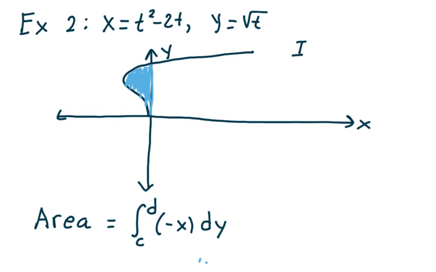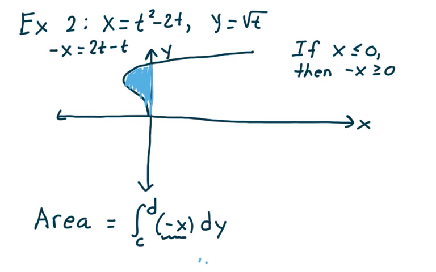If x is less than or equal to 0, then -x is greater than or equal to 0. And so if I integrate -x dy, that's going to produce a positive result, especially going from c to d. Okay, I hope that makes sense. Now, if x is t squared minus 2t, then -x is going to be 2t minus t squared.